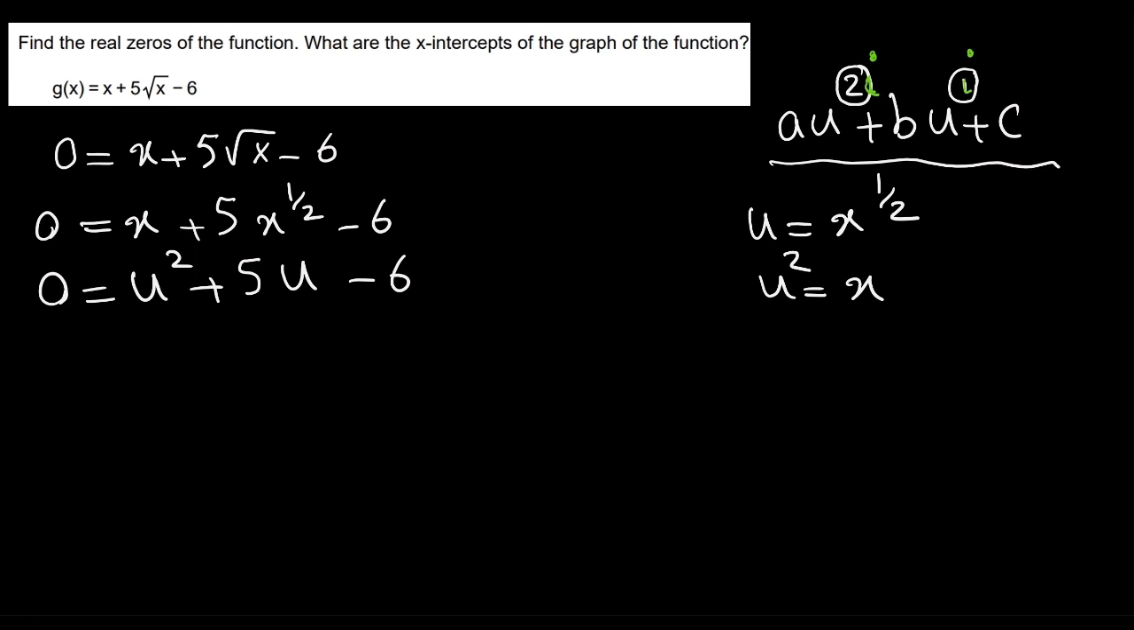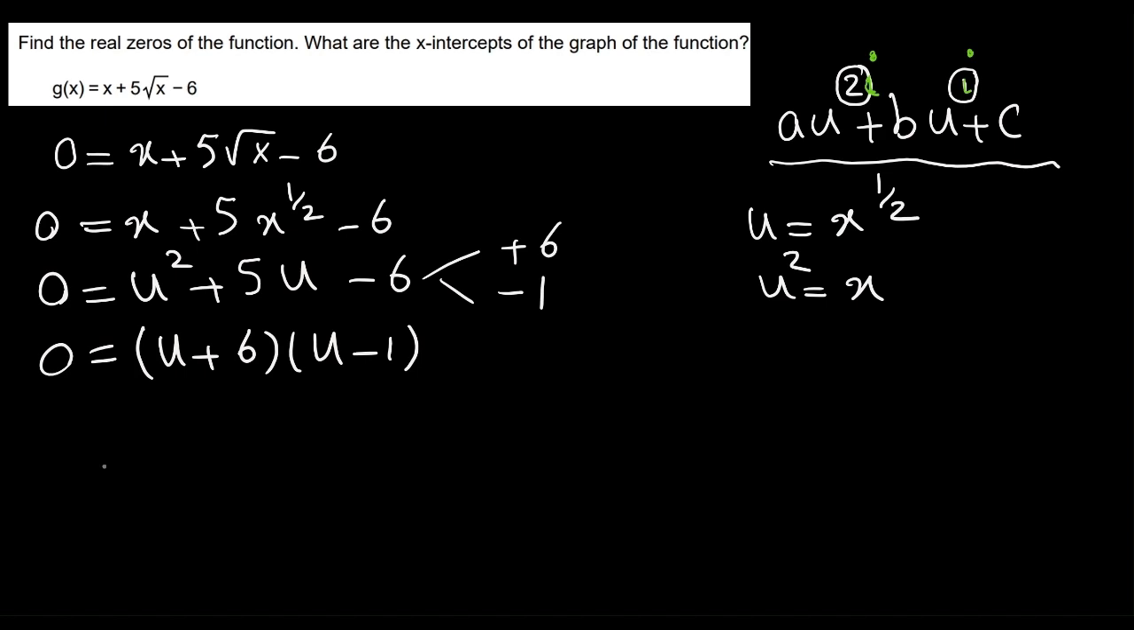If we can find two constants with multiplication negative 6 and addition positive 5, we can solve it by factoring. Two constants, one of them is positive, the other one is negative. Multiplication is negative 6 and addition is positive 5. One of them is positive 6, the other one is negative 1. So u plus 6 times u minus 1 is 0.